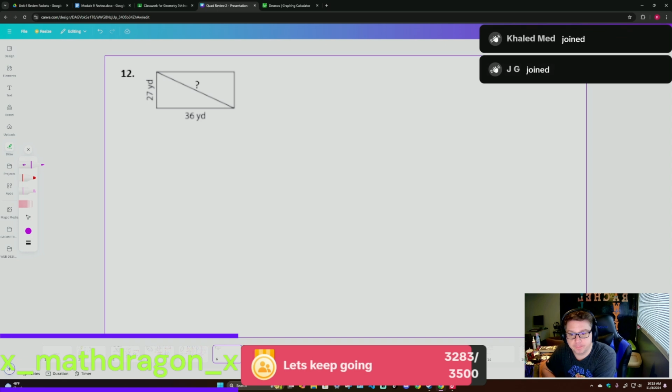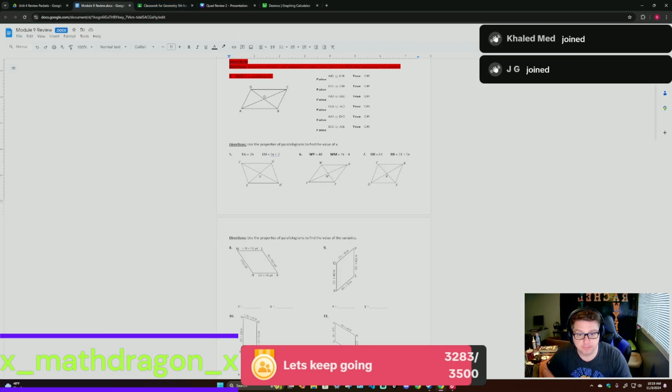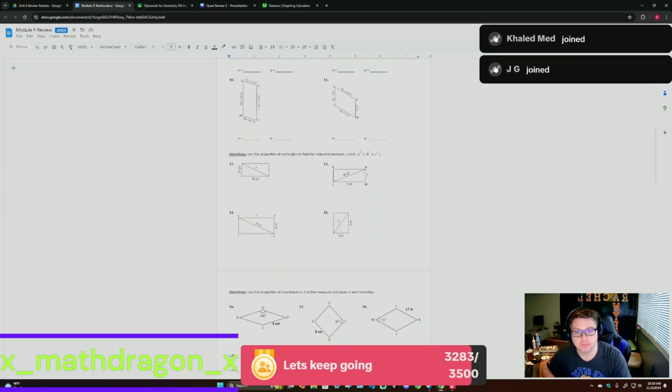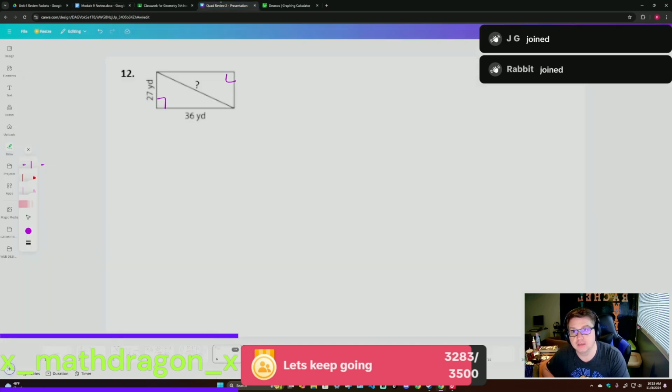All right, next one. We know we have rectangles in these problems. You don't, but my worksheet does. I have rectangles. It says it right here. Okay, and then it also says a hint, use the Pythagorean theorem. So a squared plus b squared equals c squared.